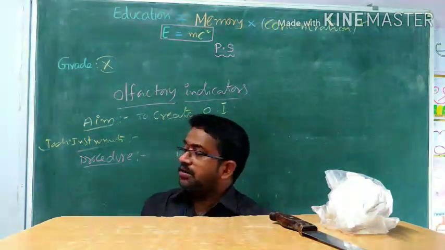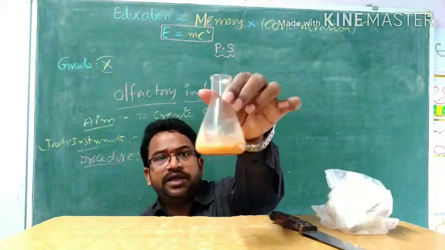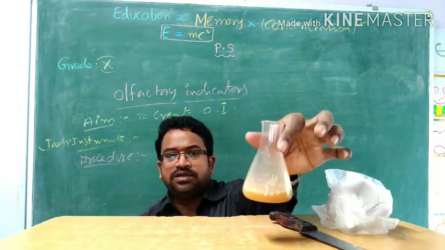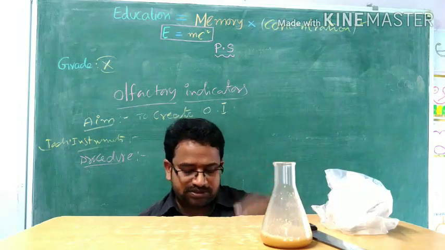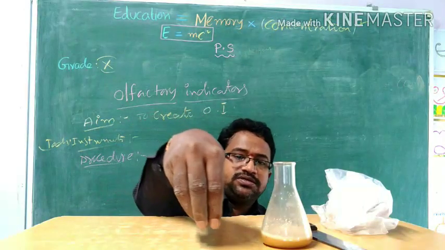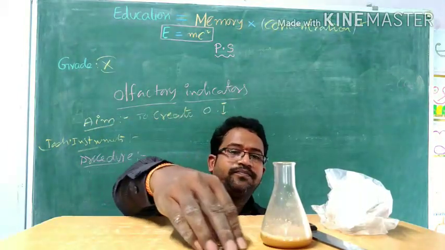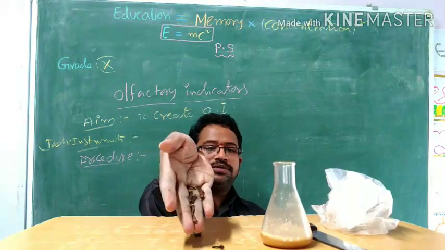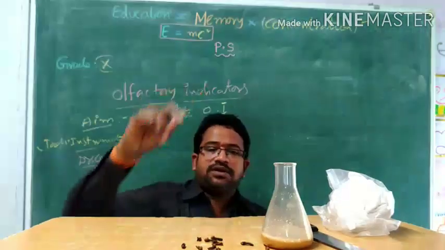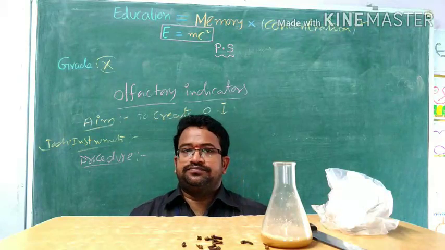Similarly, we may take the remaining ones also, like vanilla essence. It will also change its odor and smell. Now it is giving a very nice smell. Now, clove oil. Clove oil is not available in the market at present, so I brought only clove. So these are called olfactory indicators. What are olfactory indicators? Those which change the odor or smell.